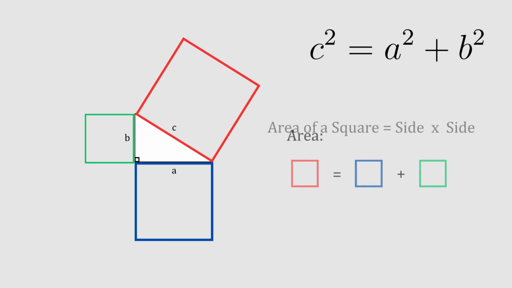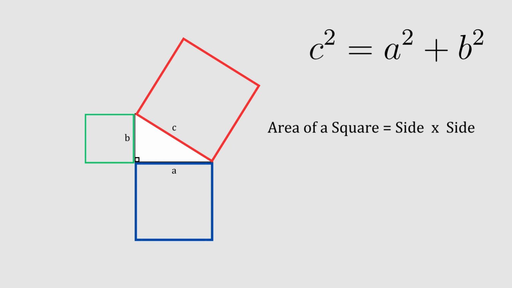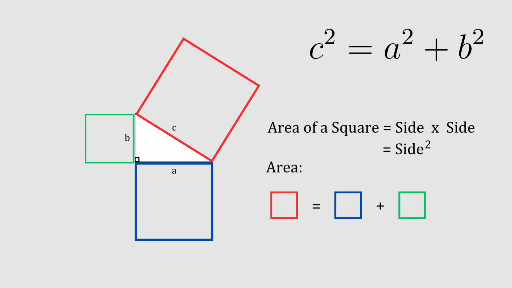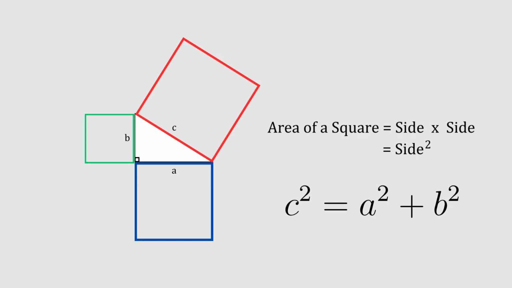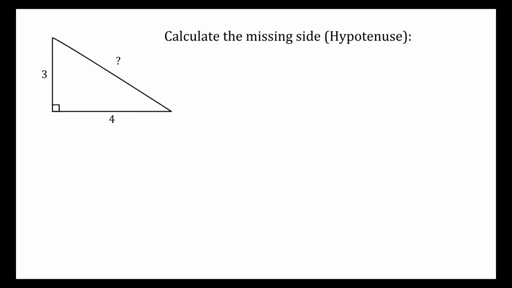The area of a square can be calculated by multiplying one side by another side, or simply by squaring the length of one side, because all the sides of a square are equal. Considering that the area of square C is equal to the sum of the areas A and B, we can express this as C squared equals A squared plus B squared. This is the derivation of the expression for the Pythagorean theorem. Now we can move on to some examples.